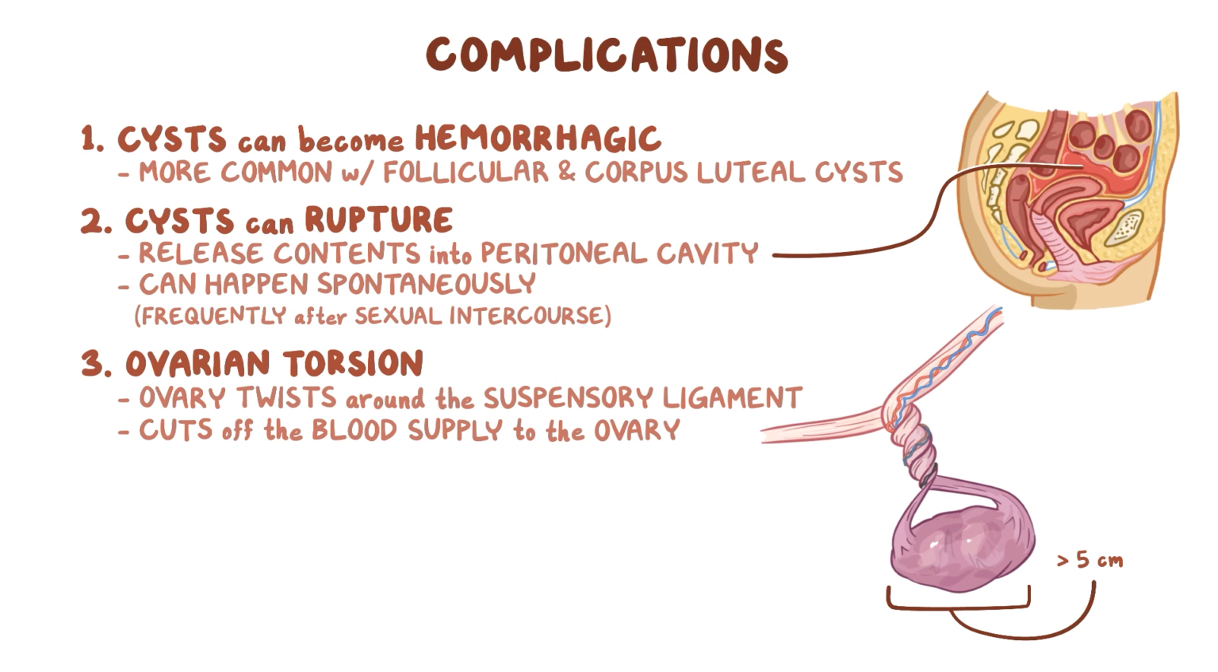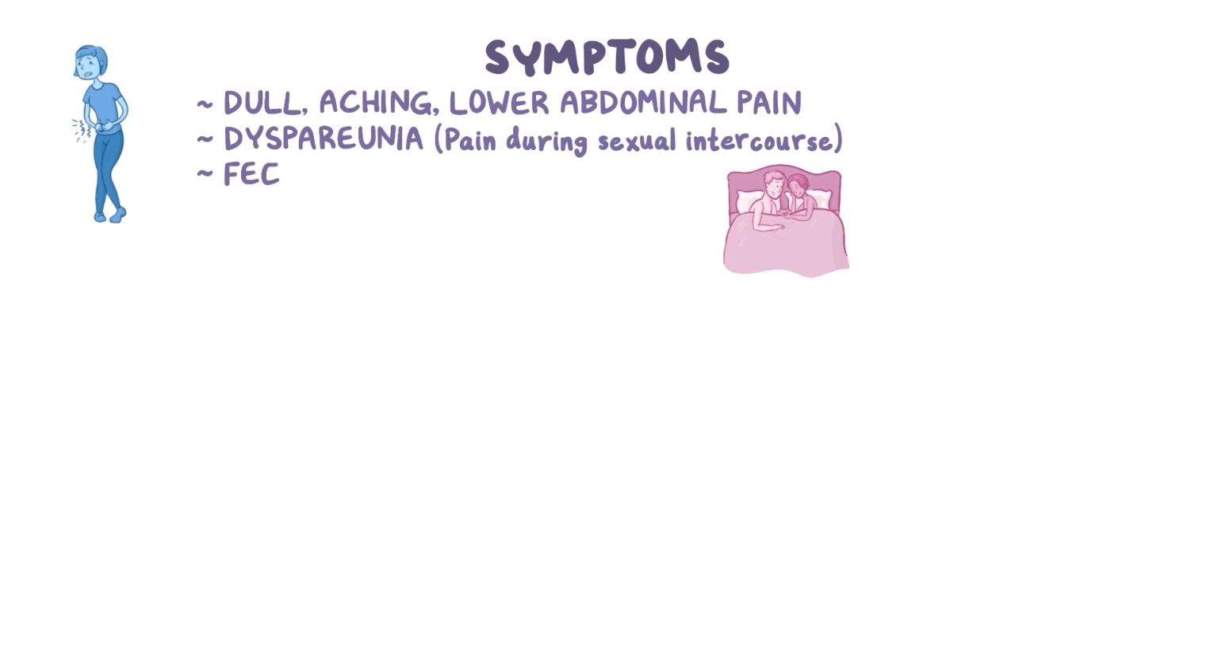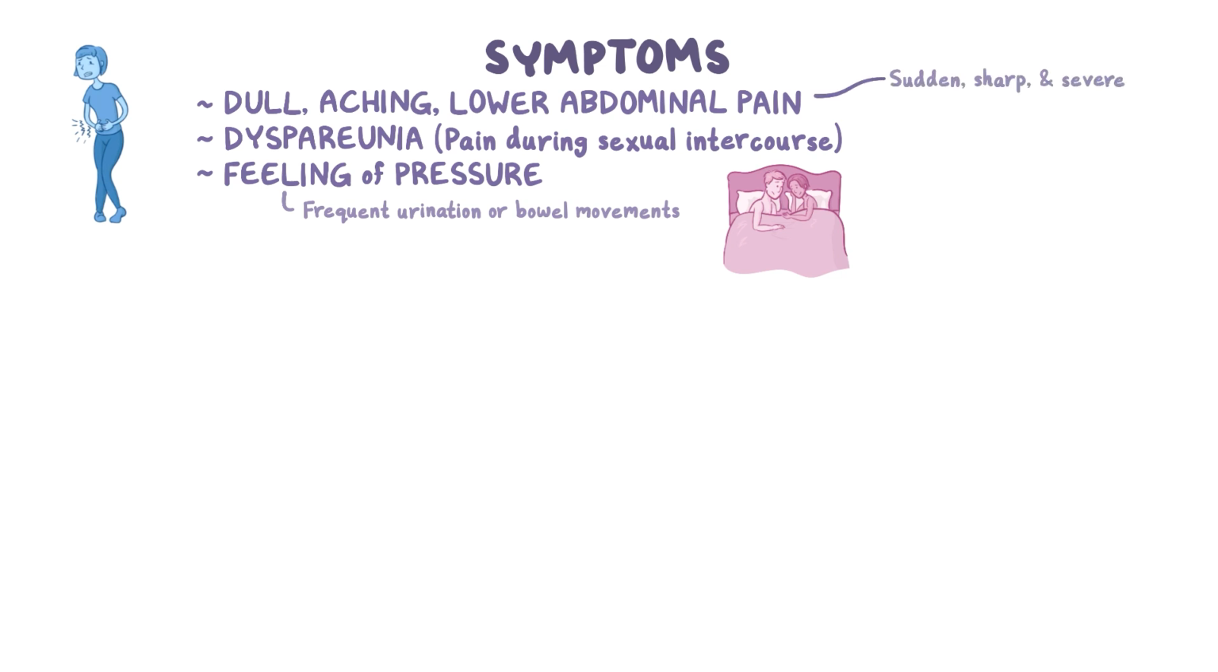Now, many ovarian cysts are asymptomatic. When there are symptoms, they include a dull, aching lower abdominal pain around the location of the cyst, dyspareunia, or pain during sexual intercourse, and a feeling of pressure in the lower abdomen, which can also cause frequent urination and bowel movements.